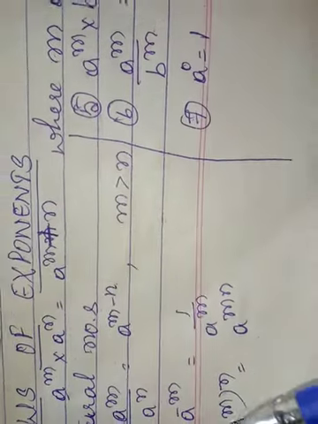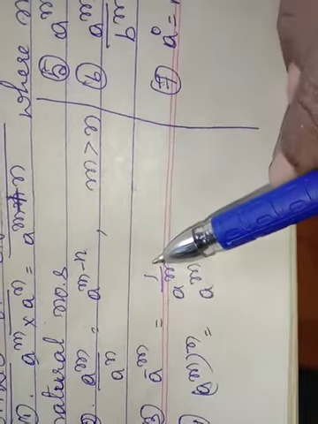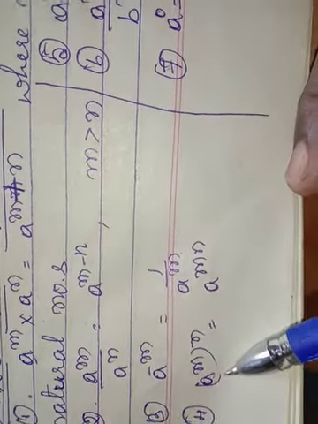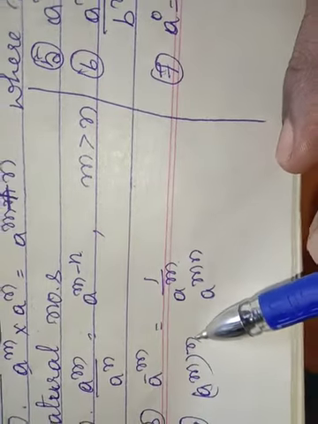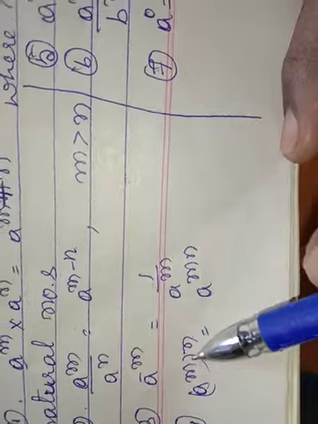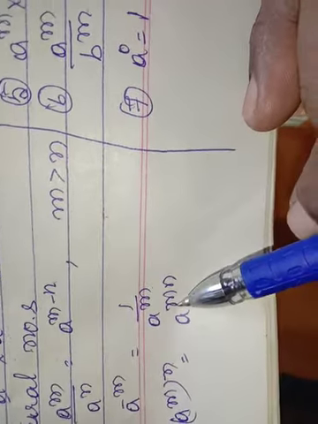Now the third law is a to the power minus m is equal to 1 by a to the power m. The fourth law is a to the power m whole to the power n. In this case, you have to multiply the powers. That is a to the power m into n, that is mn.